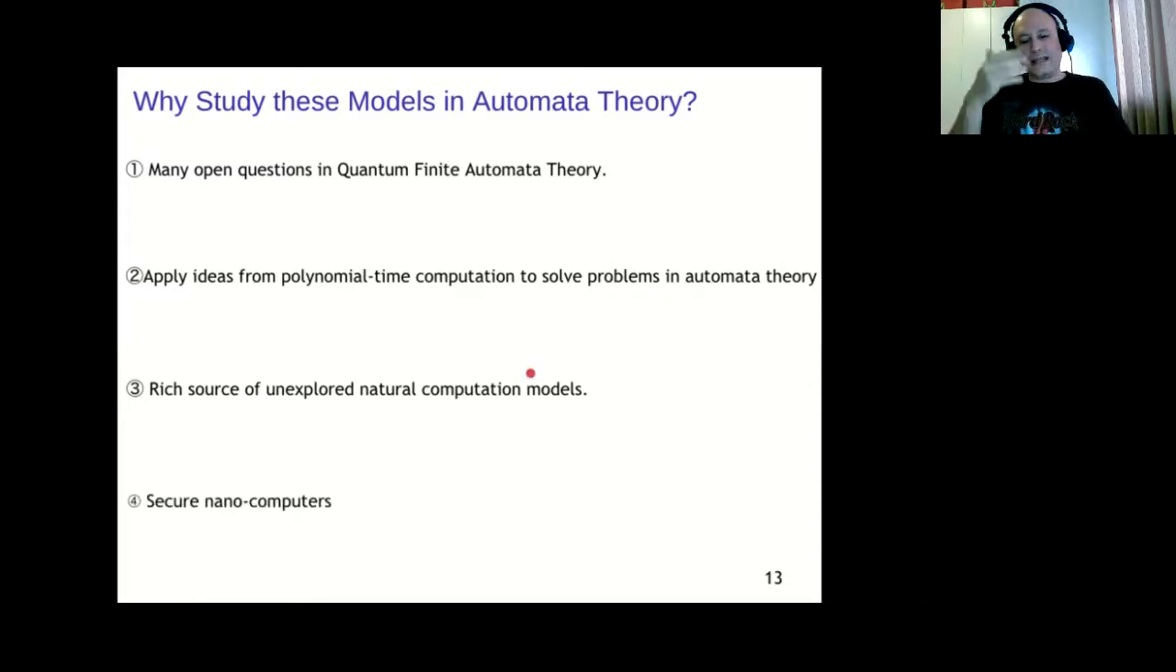And I like to think that with interactive protocols, that model is the basis of cryptographic protocols. You can think about a weak verifier, for example, a weak quantum computer that tries to discover a cheater. That's the basis of cryptographic protocols. So we can actually start thinking about secure nanocomputers or something like that.